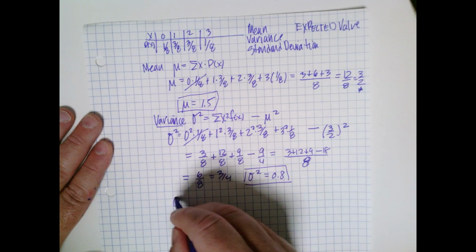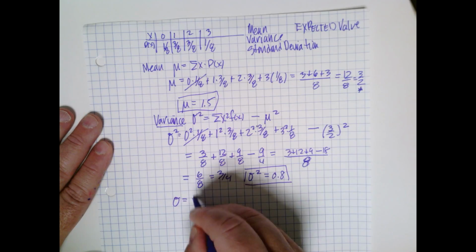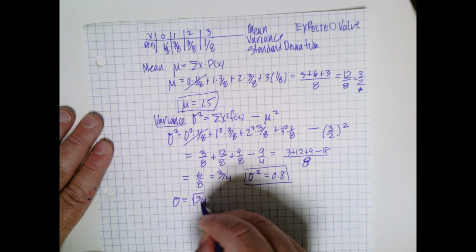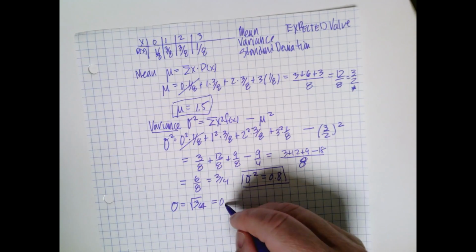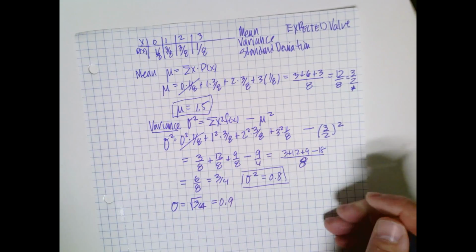So our standard deviation then, square root of 3/4, which would be 0.9.